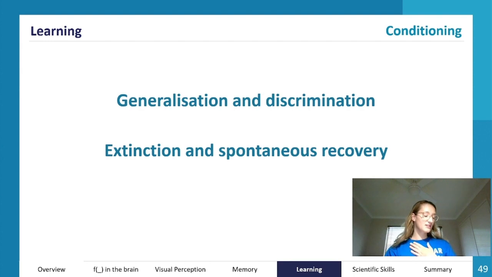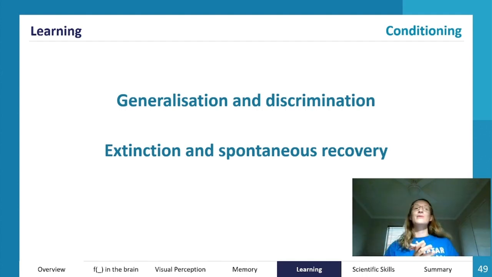When stimulus discrimination occurs, something similar to the conditioned stimulus does not produce a conditioned response. So for example, if the white bunny had not made Little Albert cry, he would have been exhibiting stimulus discrimination. Or for example, if you were attacked by a dog and that has caused you to be very fearful of dogs, generalization would mean that you're afraid of all dogs, whereas discrimination would be discerning that you only need to be afraid of that particular dog.